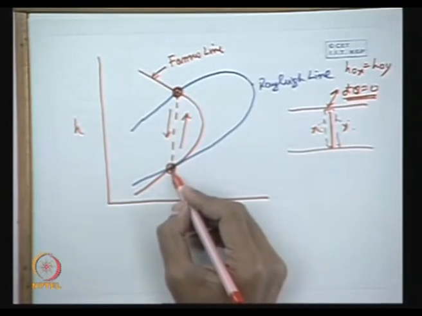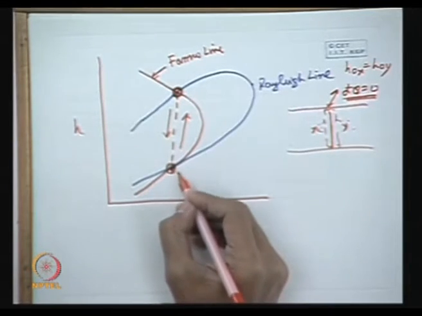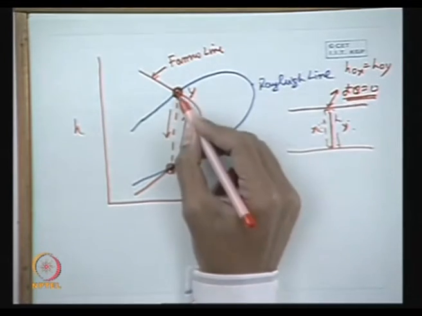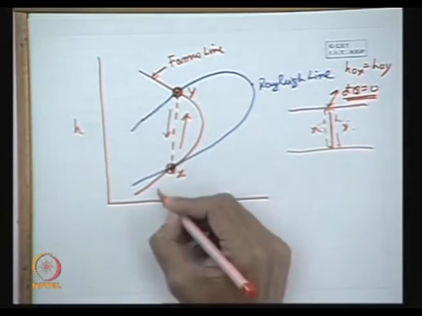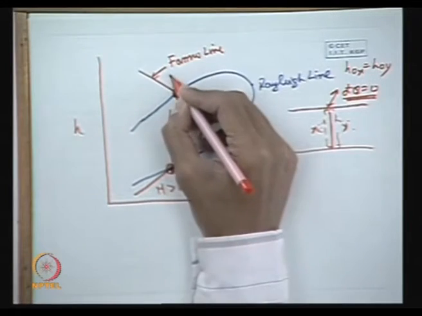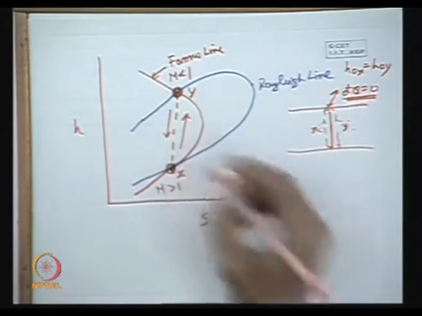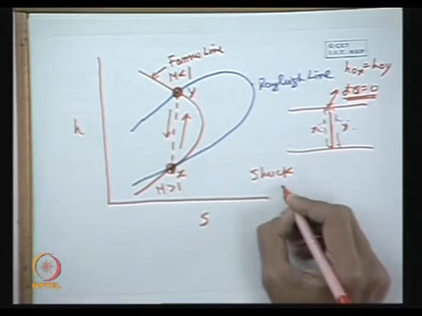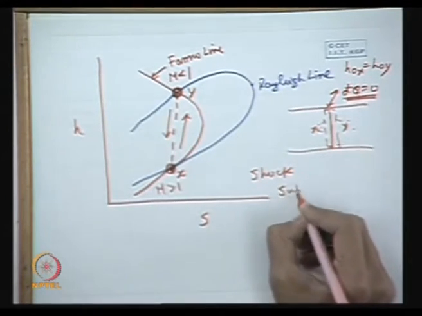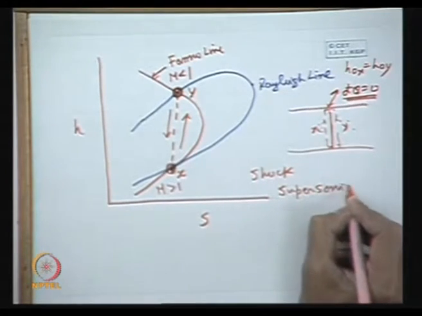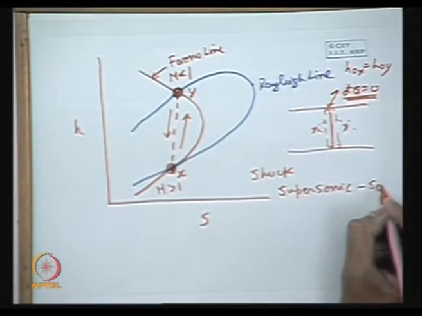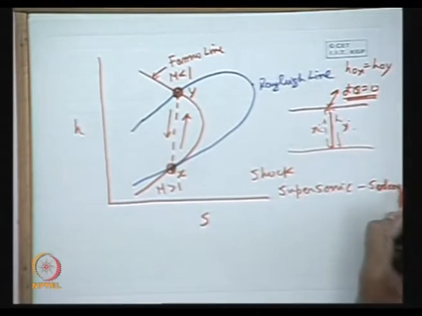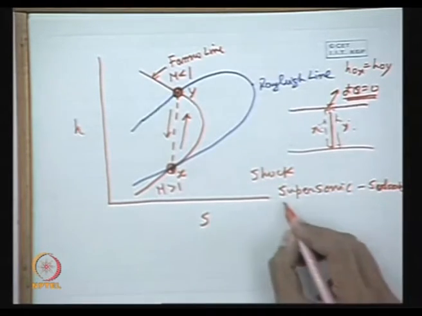So, therefore, there is no other go than this point to be the upstream point x and this point to be the downstream point. And these two points intersect in the two regions. One is the M greater than 1 and another is the M less than 1. So, this proves that the shock takes place from supersonic to subsonic.